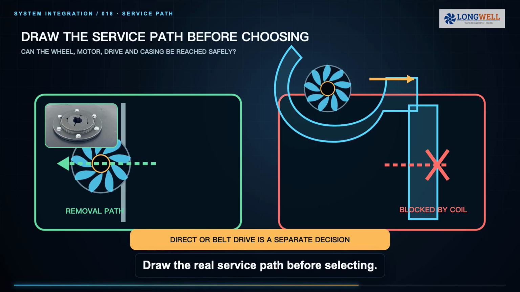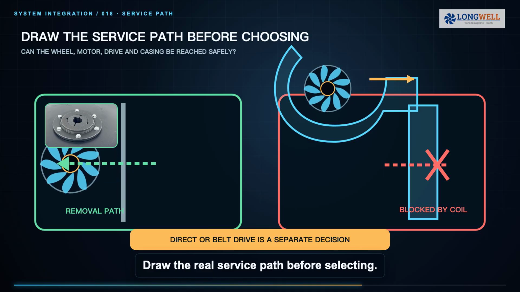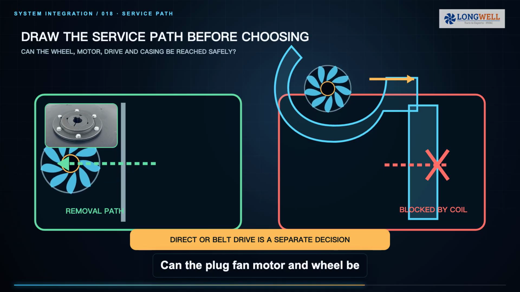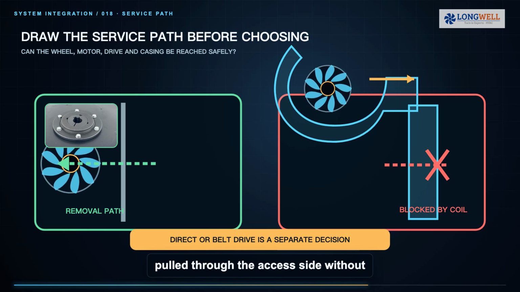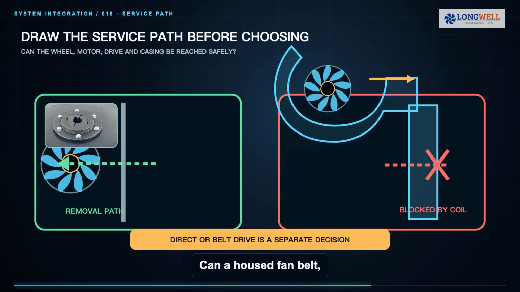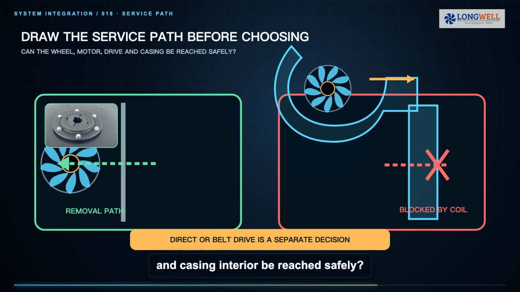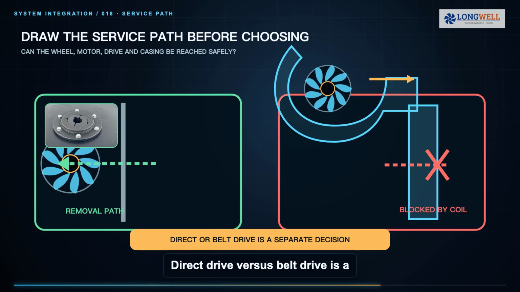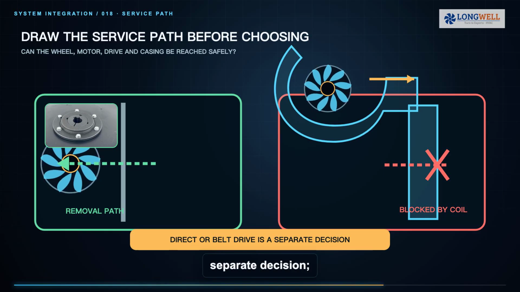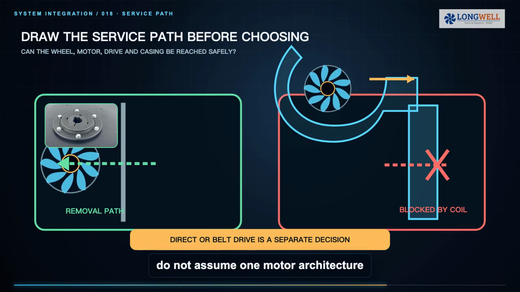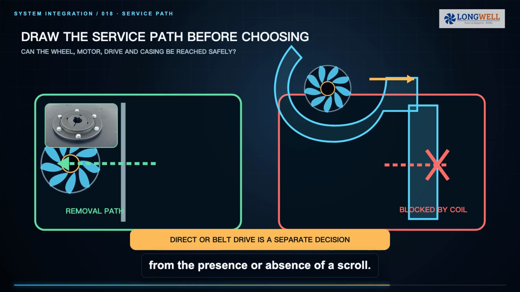Draw the real service path before selecting. Can the plug fan motor and wheel be pulled through the access side without removing a coil? Can a housed fan belt, bearing, motor, cutoff, and casing interior be reached safely? Direct drive versus belt drive is a separate decision. Do not assume one motor architecture from the presence or absence of a scroll.